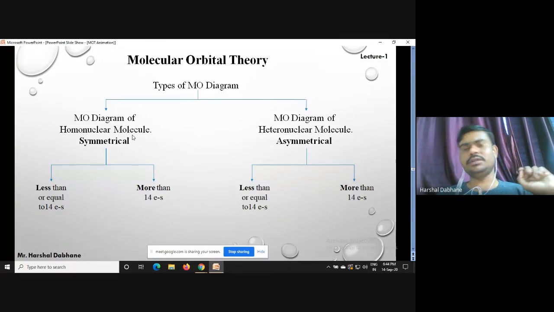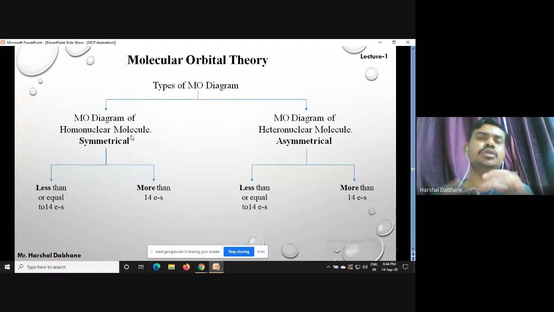I already told you what is homonuclear. Best examples: H2, N2, C2, B2, N2, O2, Fe2. So these are said to be homonuclear, meaning we have the same element, like H2, N2, O2. They are called homonuclear molecules.